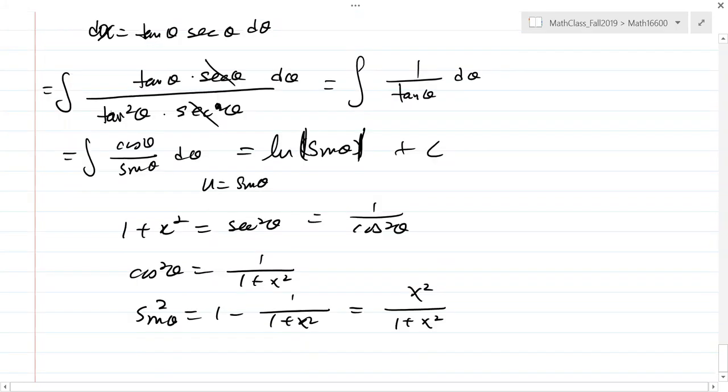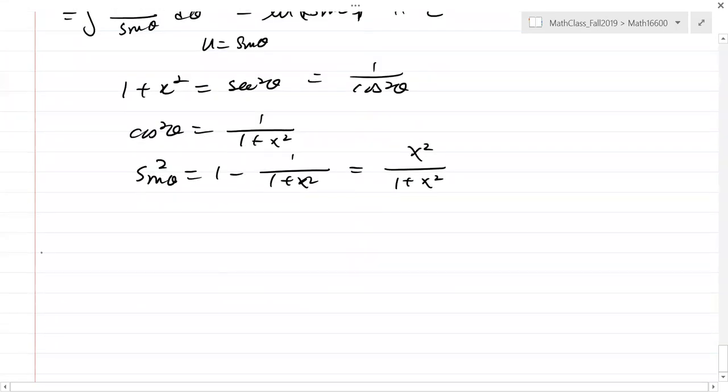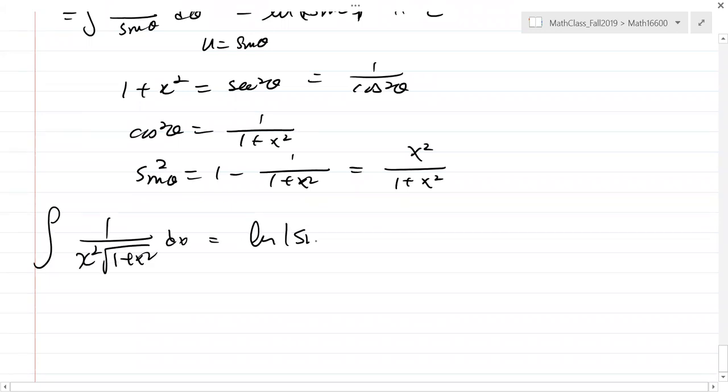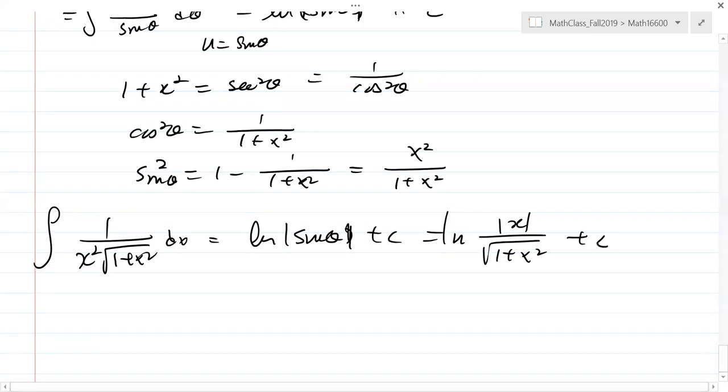So the answer here will be the absolute value of sine theta, plus c. So the absolute value is the square root of this. Okay, so that will be done. Because sine squared theta is going to be x squared over 1 plus x squared, so you take the square root of that. All right, so we got this answer.